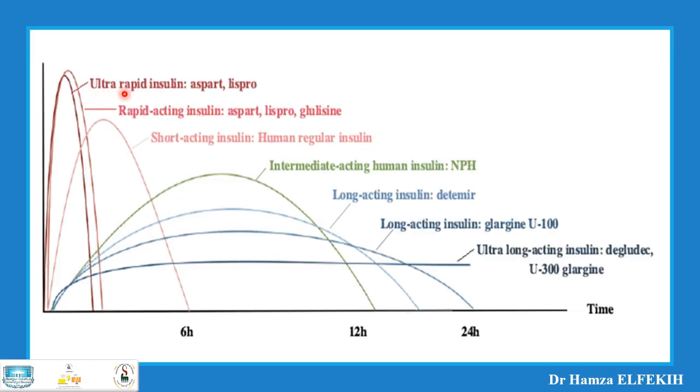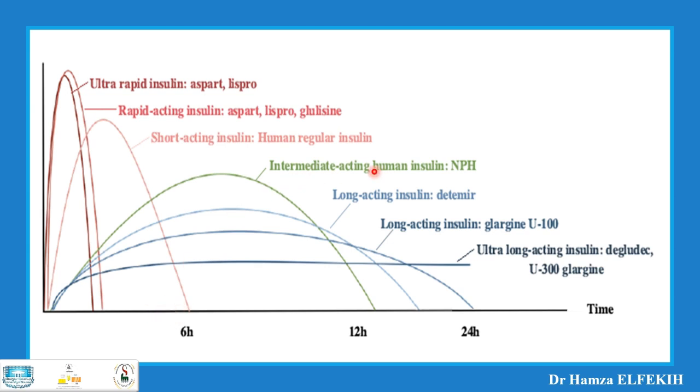In Tunisia, we don't have ultra-rapid insulin. We have instead rapid-acting insulin, Aspart, which is Novorapid, and Glulisine, which is Apidra. So the effect will be up to 4 hours. And we have short-acting insulin, which is human rapid insulin or human regular insulin, which has an effect up to 6 hours with a risk of hypoglycemia here.